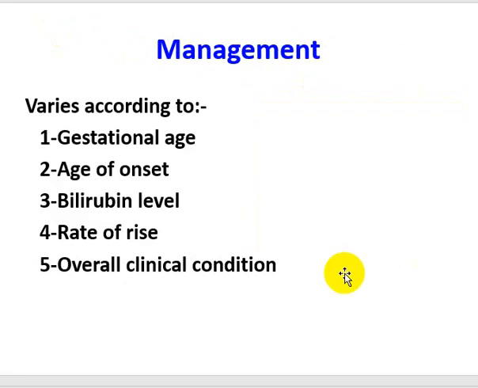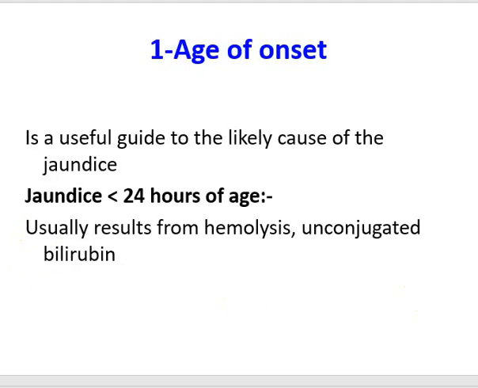And when we are sure that this neonate has jaundice, we should assess and manage according to different clinical points. We need to assess gestational age, the age of onset of jaundice, and what is the bilirubin level? What is the rate of increase of this bilirubin? And also we need to evaluate the neonate overall. What is the clinical condition? We should examine all systems. And let's discuss these points separately.